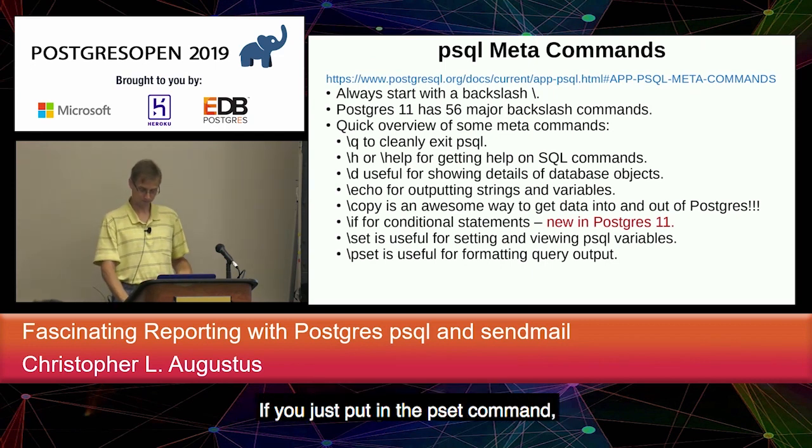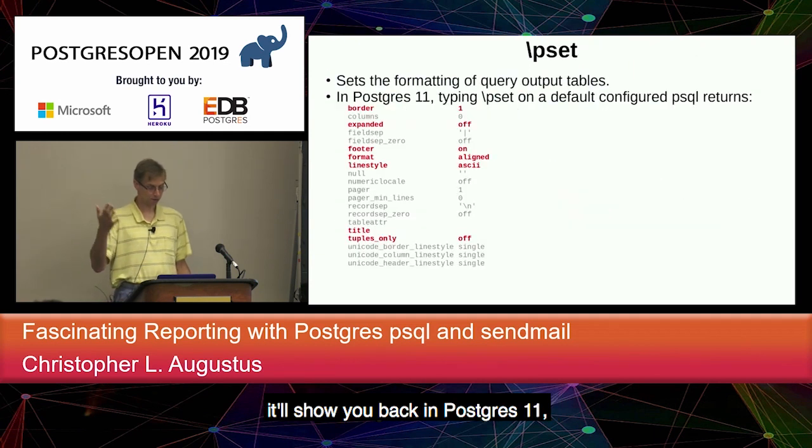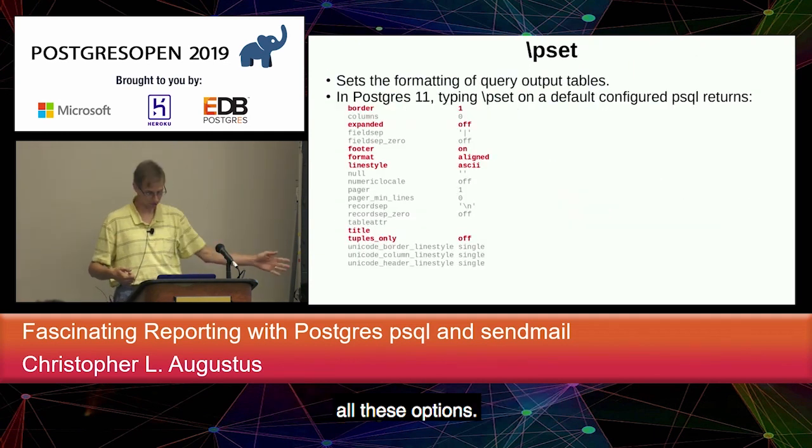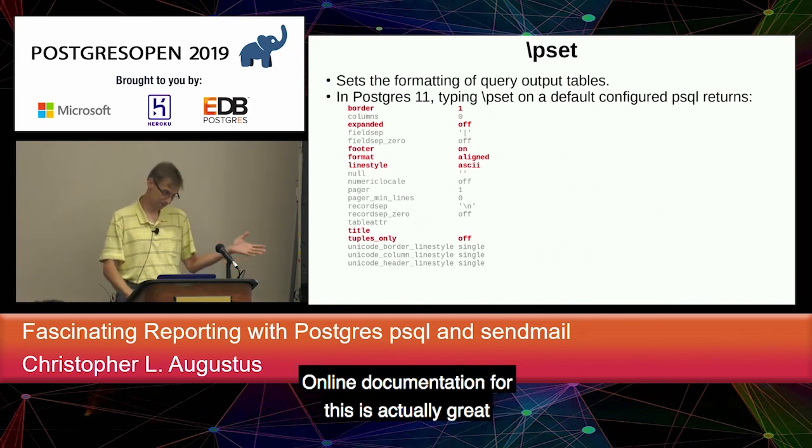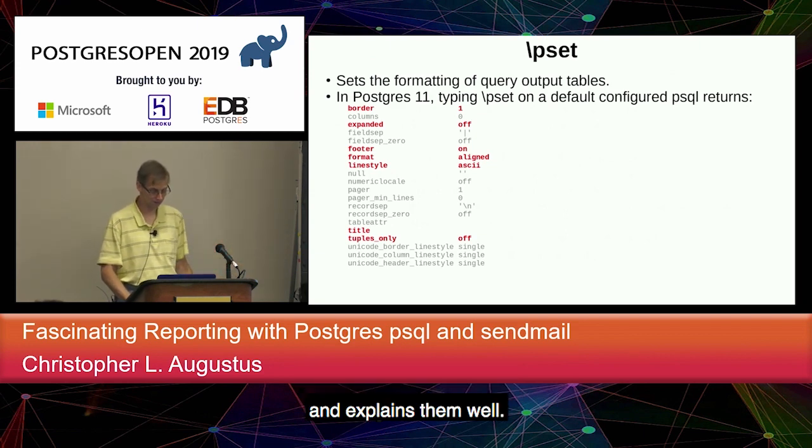And if you just put in the pset command, it'll show you back in Postgres 11 all of these options. We're only going to touch on the red bolded ones. There's a whole lot more. The online documentation for this is actually great and explains them well.